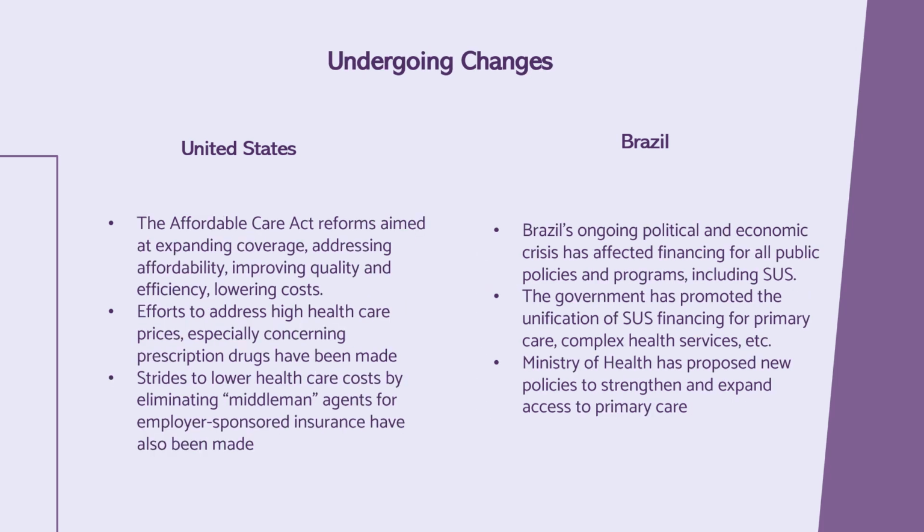Undergoing changes. In the U.S., the Affordable Care Act ushered in sweeping insurance and health system reforms aimed at expanding coverage, addressing affordability, improving quality and efficiency, lowering costs, and strengthening primary and preventative care and public health. The administration has also announced efforts to address high healthcare prices, especially concerning prescription drugs.